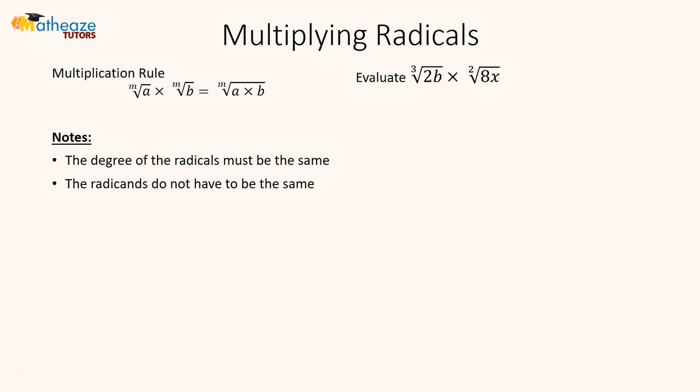Let's look at this. In this case, we have a degree of 3 here and a degree of 2. What this means is that we cannot multiply these radicals together because they have varying degrees. So this is not possible.